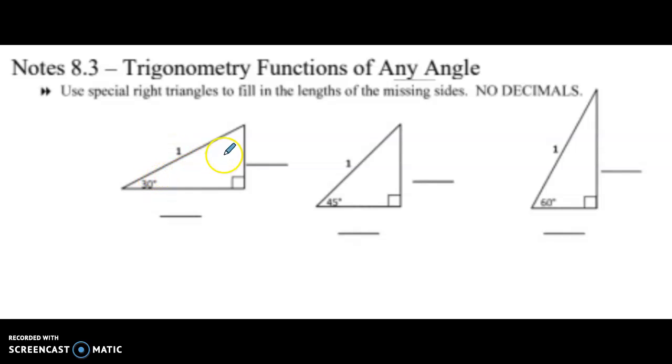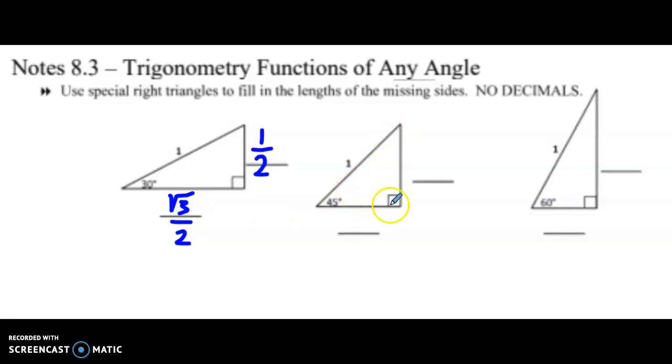So on a 30, 60, 90 triangle, the short side is always half the distance of the hypotenuse. Hopefully you remember that. So if the hypotenuse is 1, then the short side is 1/2 or 0.5. I'm going to leave it as a fraction. That's going to make it a little easier. Then the long side is the short side times the square root of 3. So that would just be the square root of 3 over 2. Okay, be sure you write these in your notes. We're going to use this information a little bit later.